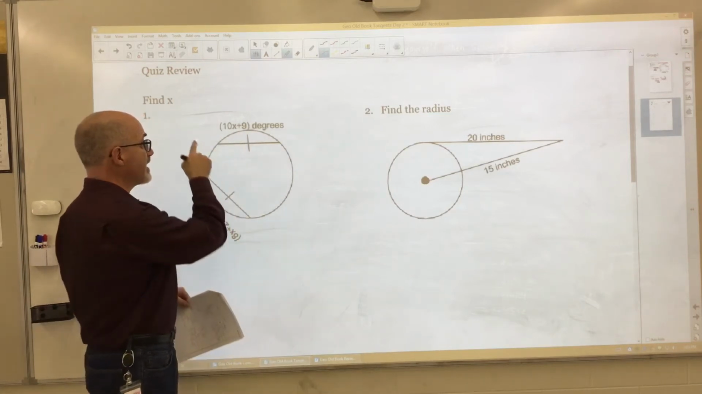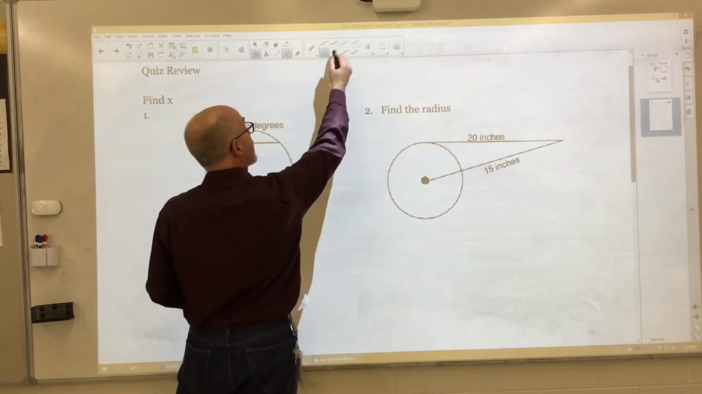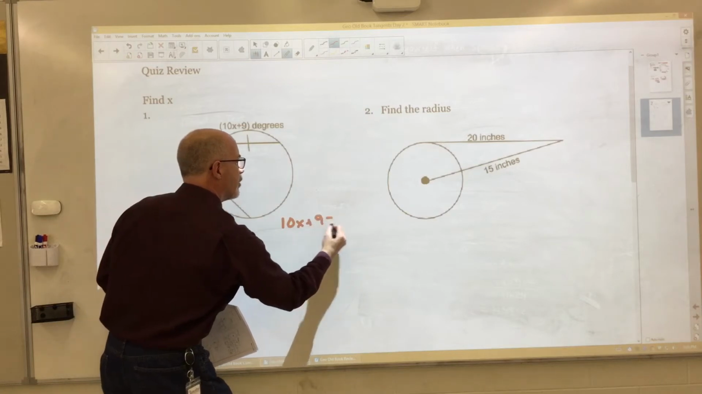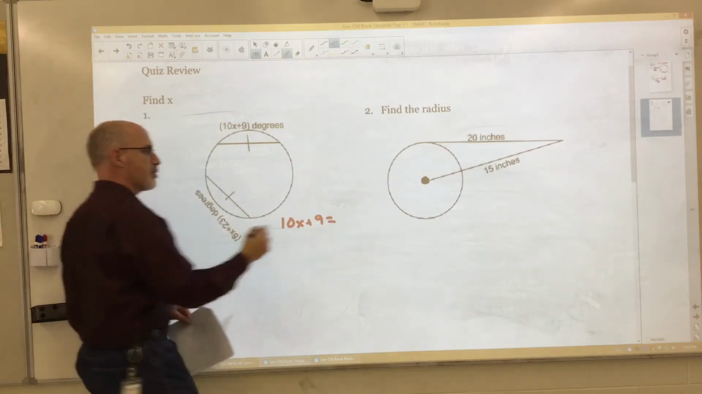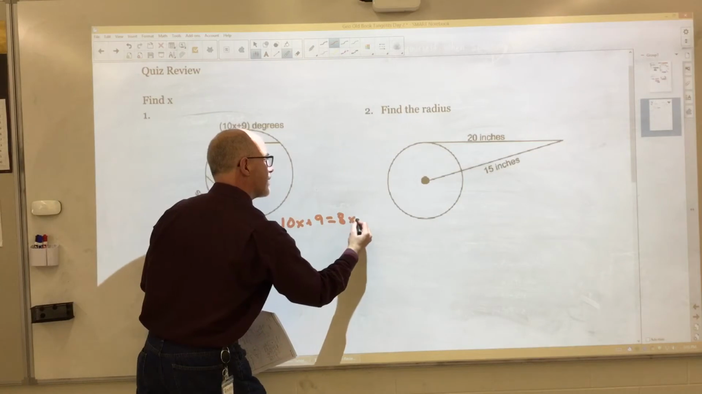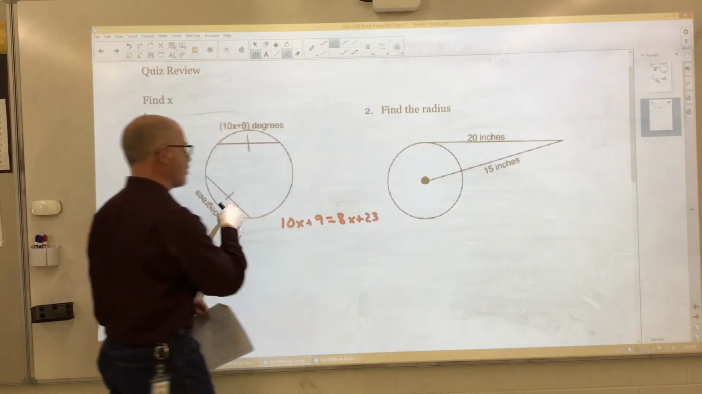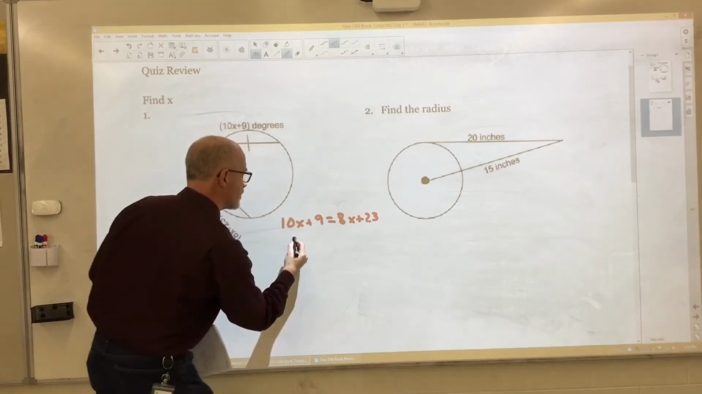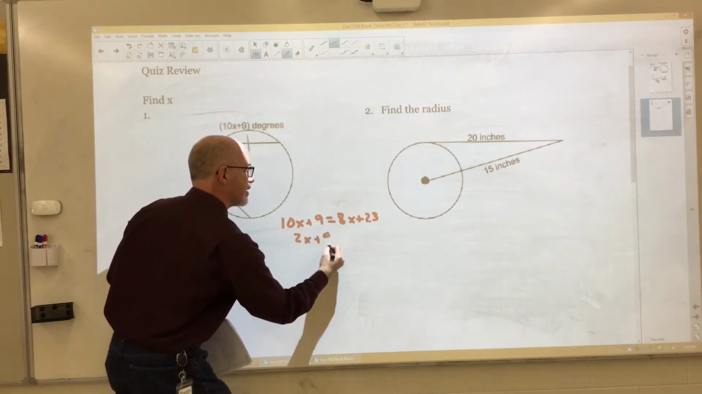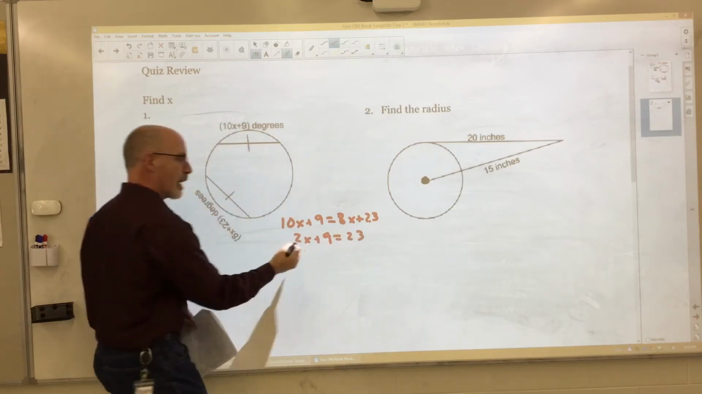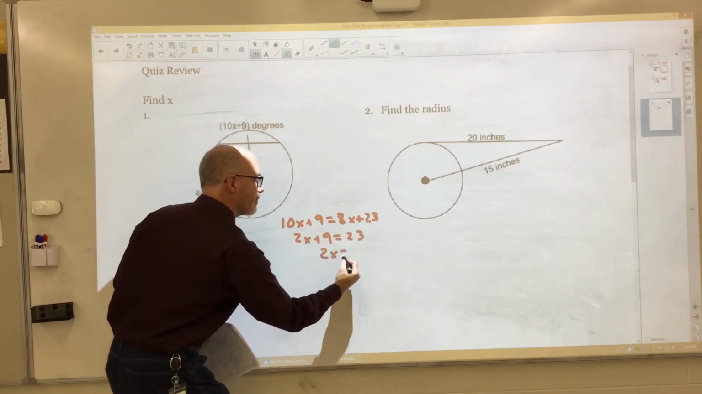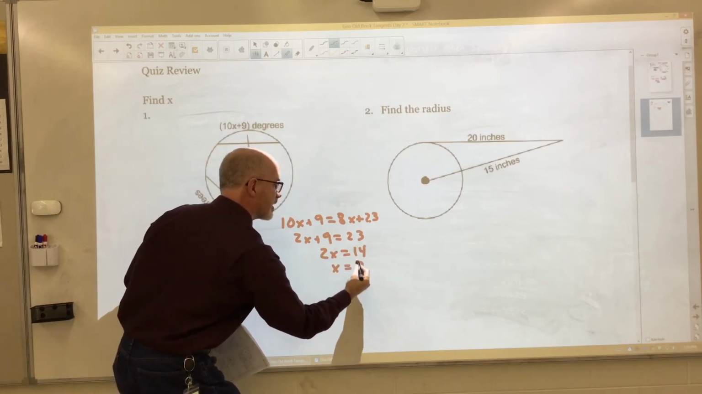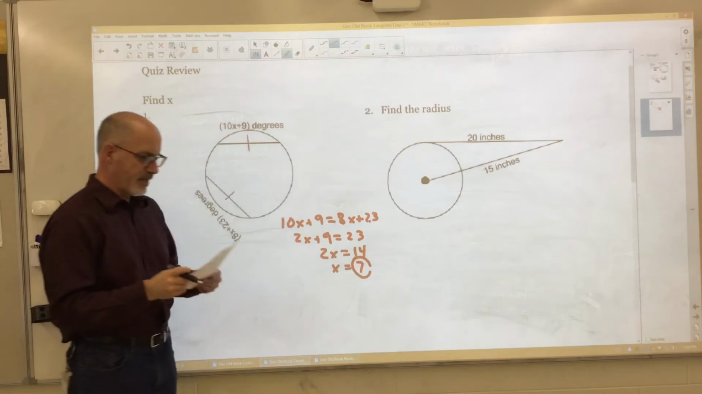So we can set the 10x plus 9 equal to this 8x plus 23, using the fact that congruent chords mean congruent arcs. Now we can solve for x. Subtract 8x from both sides. Subtract 9 from both sides. Divide by 2, and you get x equal to 7 for this first one.